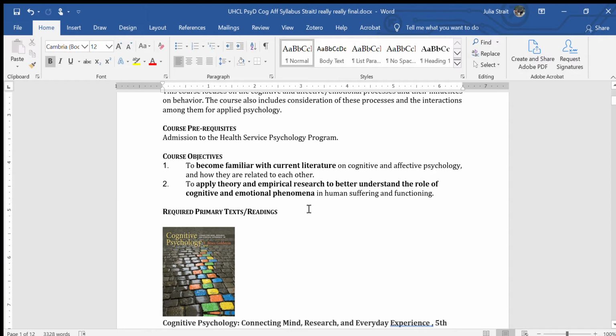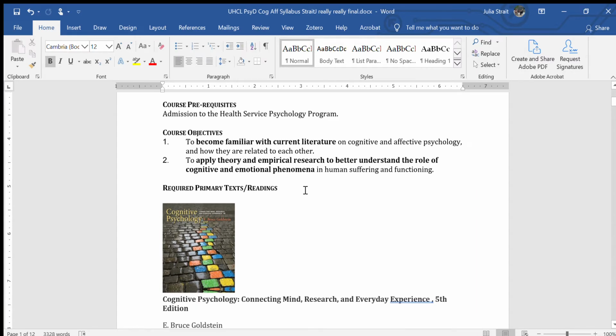Our objectives are to become familiar with the current literature on cognitive and affective psychology and how they're related to each other, and to apply these theories and research findings to help us understand the role of thinking and feeling in human suffering and functioning. Knowing that you guys are PsyD students, I'm going to try to have a little bit of a clinical implication section for most of our modules. That will not always be able to bridge clearly from what we're talking about, but I think a lot of times it will easily apply.